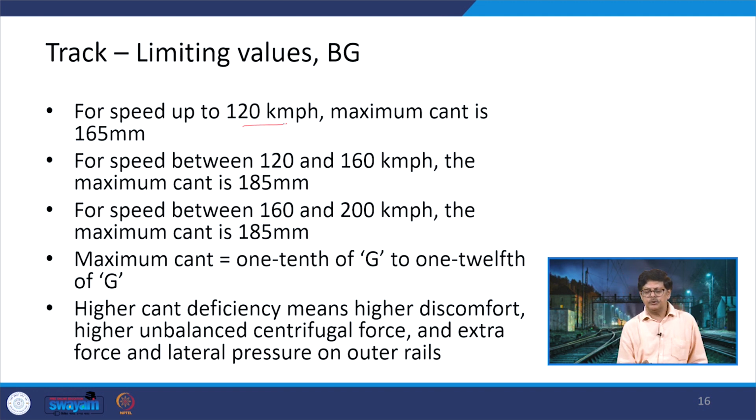Then for speed up to 120 kilometer per hour, the maximum Cant is defined as 165. If you go beyond 120, up to 160, it is 185 mm, and from 160 to 200 also it is kept as 185 mm. There is a sort of thumb rule here. The maximum Cant is 1/10 to 1/12 of G. Here G is the dynamic gauge. So, 1/10 to 1/12 of that G is the maximum value.